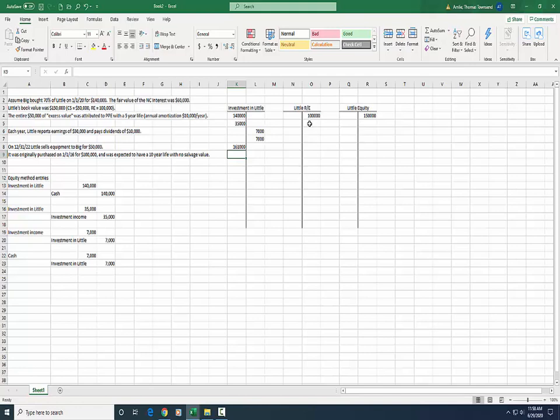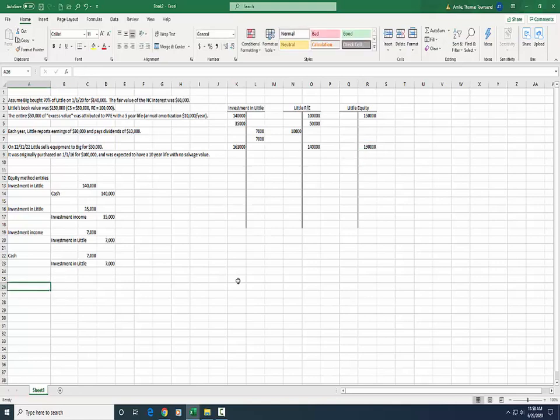Let's do the same thing for Little's retained earnings. Little's retained earnings started at $100,000. They reported $50,000 of earnings. They paid out $10,000 in dividends. And so their ending retained earnings are $140,000. Their total equity, again, their common stock was $50,000, so their total equity, $50,000 of common stock plus $140,000 retained earnings, is $190,000.